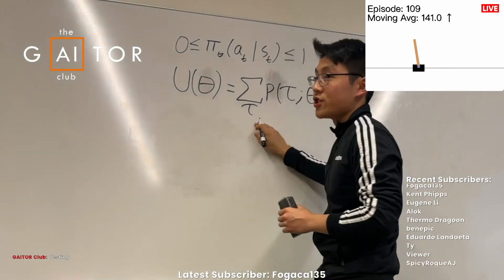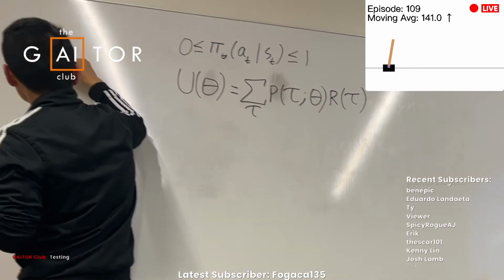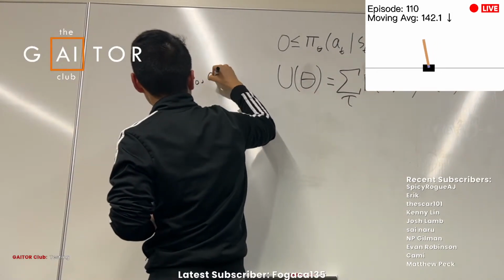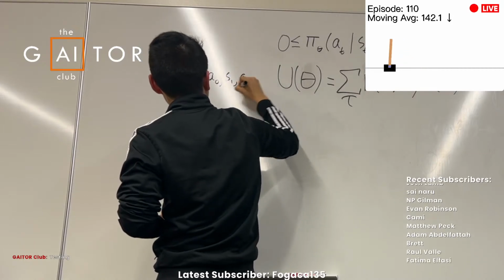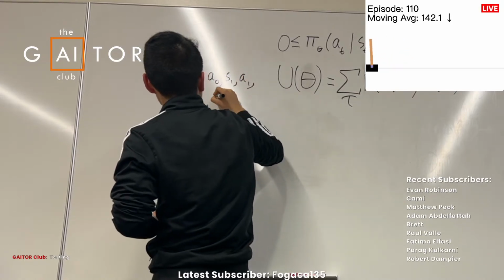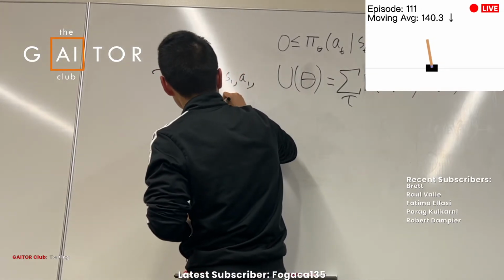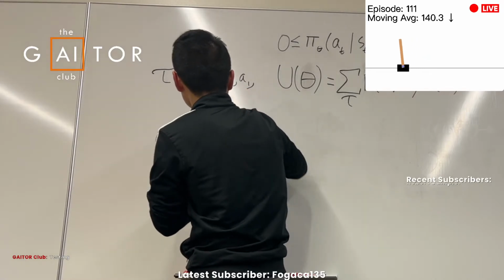So I'm using this abbreviation tau here. What tau means is the first state, we're going to call it S naught, first action, next state, next action, and so forth, until, let's say, the T-th state and action. So this capital T is just the length of the game.